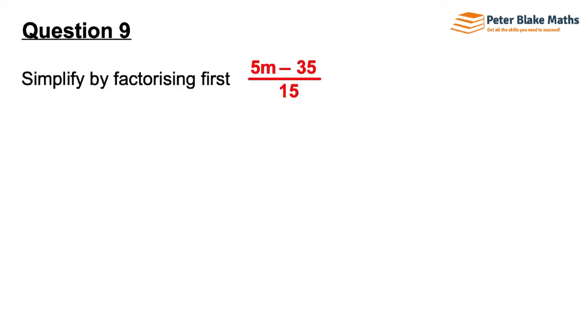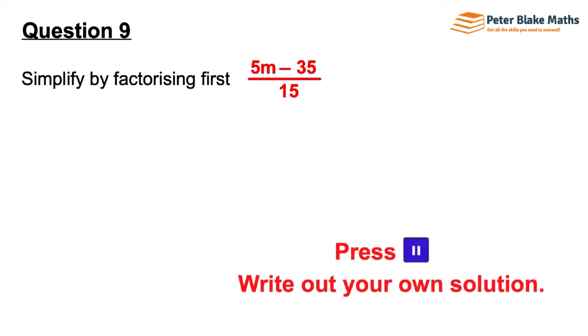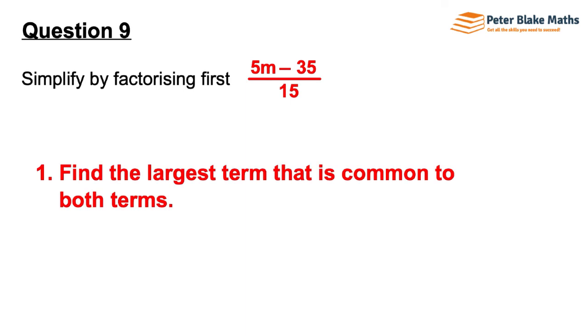Question 9. Simplify by factorising first. We've got 5m minus 35 on top, all over 15. Find the largest term that's common to both. We want to factorise first. Even the question told us to do that. So we'll factorise that top first there.